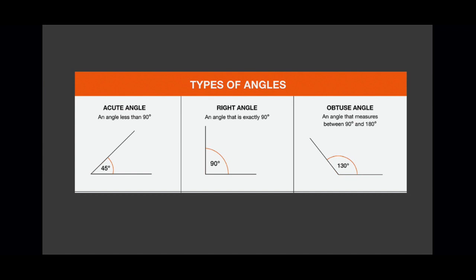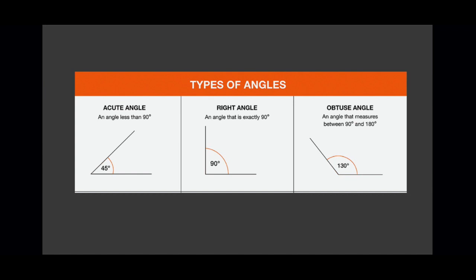Next one is a right angle, which is an angle that is exactly 90 degrees. So when you see a right angle, it will either have a little box in the corner, the image should have the little box, but it doesn't, or it will directly tell you that it's 90 degrees. And when you see 90, you automatically know it's a right angle.